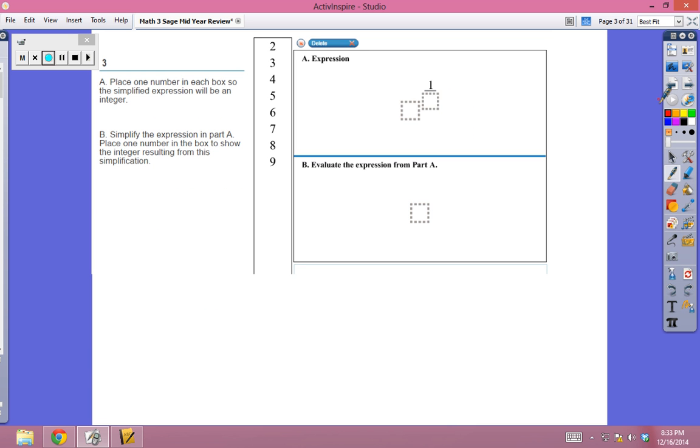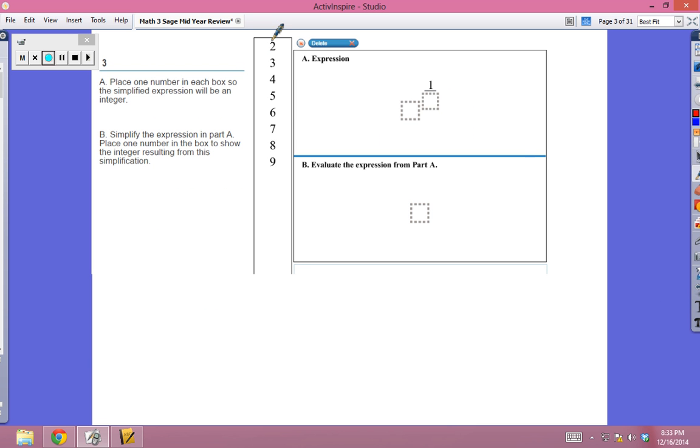Number 3. So you got a bank of numbers to choose from, and you need to place one number in each box so that the top will equal the bottom. So they want you to raise something to a power, but they want it to be a fraction, a rational number.